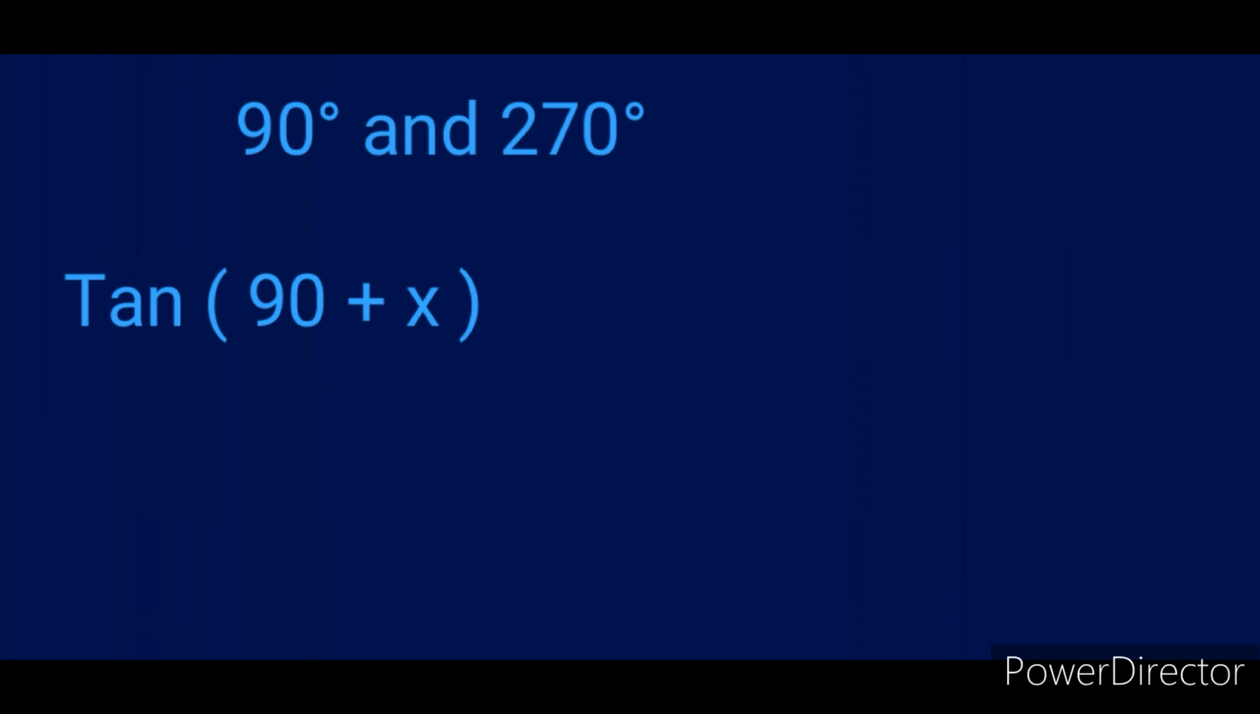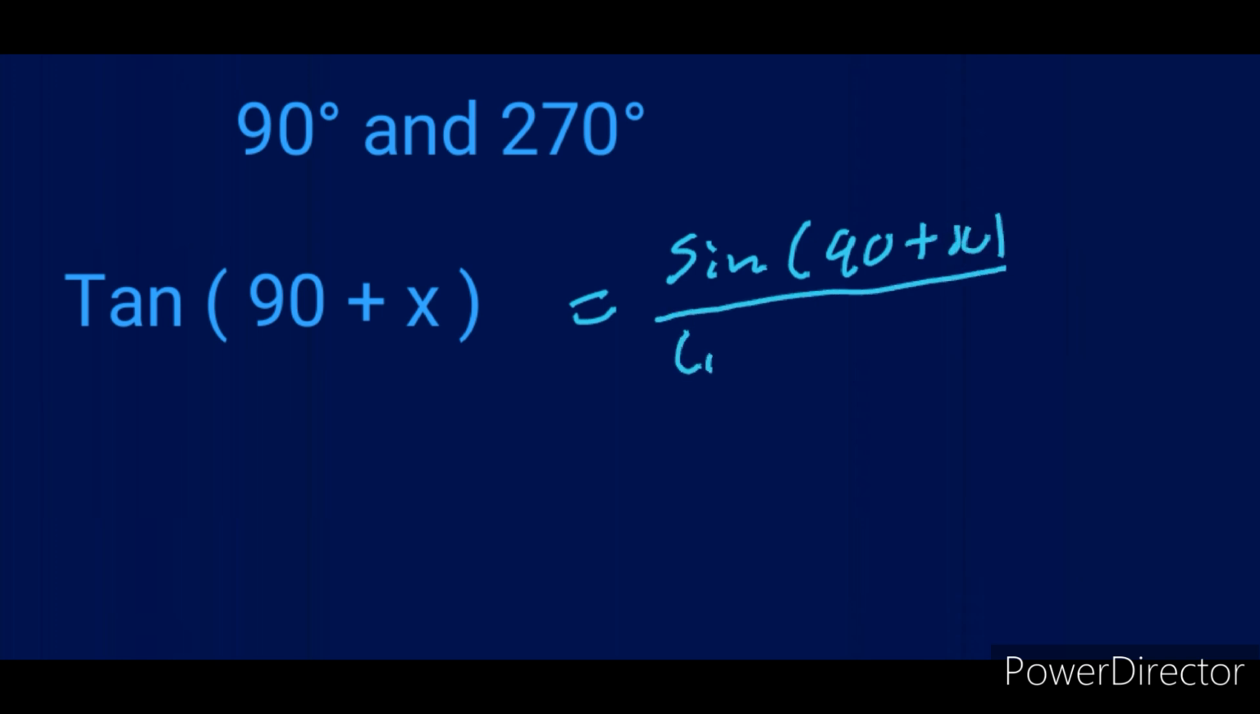So here is another situation. We see that this is tan 90 plus x. Tan 90 plus x is in the second quadrant. So every time we see tan 90 or 270, we know that it is a must to change it first into sine over cos. So therefore we're going to have sine 90 plus x over cos 90 plus x.